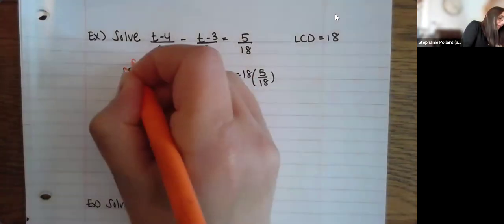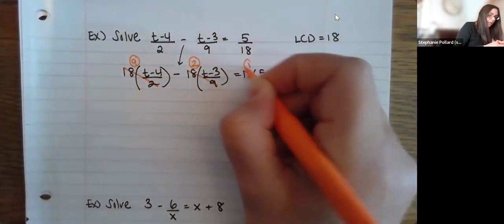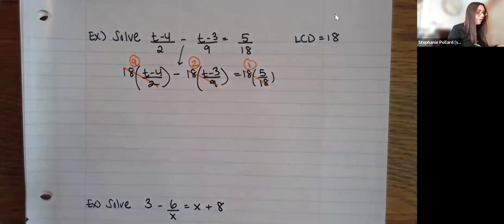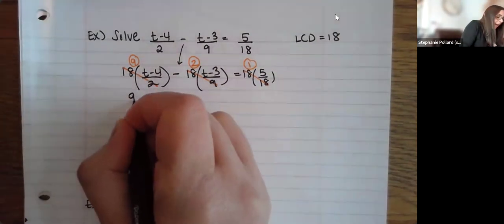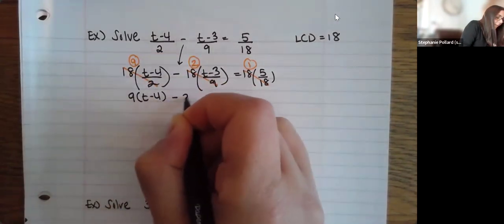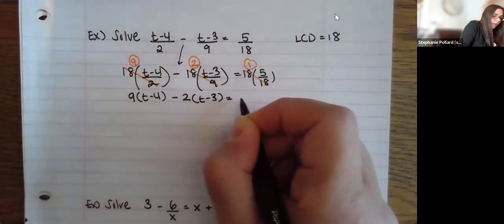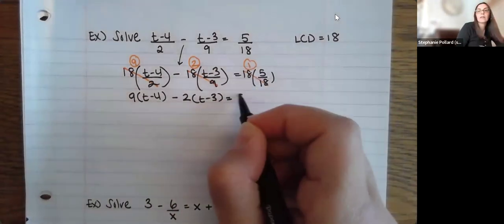18 divided by 2 is 9. 18 divided by 9 is 2. And 18 divided by 18 is 1. Now, if you can do this in your head, go ahead. I like to write this out because it's a little bit more complicated. I have a 9 left and a t minus 4. I have a minus 2 left and a t minus 3. And then over here, I just have 1 times 5 is 5.